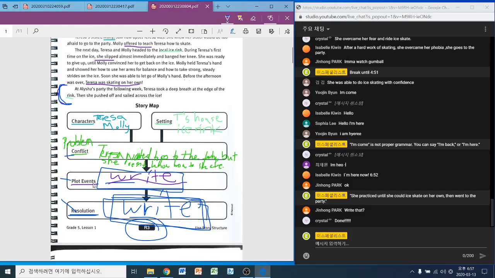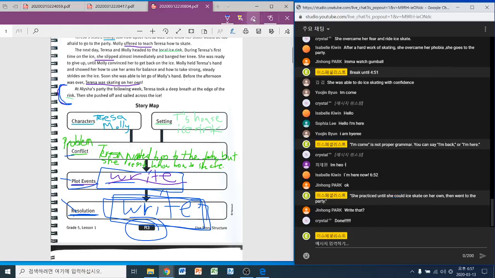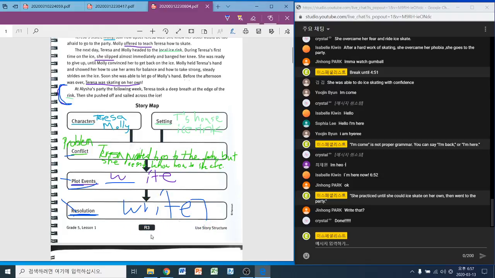Write the resolution, write the plot events, okay? You can write the same thing that I wrote. Okay, she practiced until she could ice skate on her own, then went to the party. Or you could write whatever you think is better. If you think it's better, then you can write it. Okay, we learned all about it.